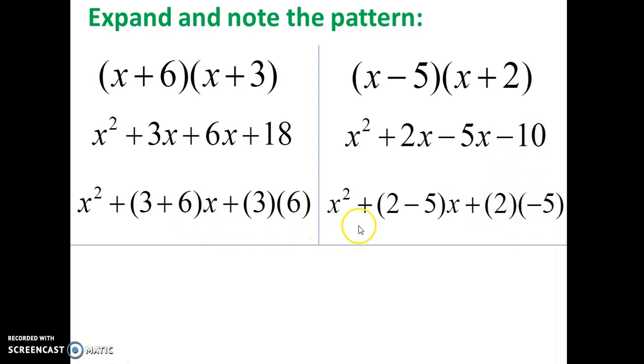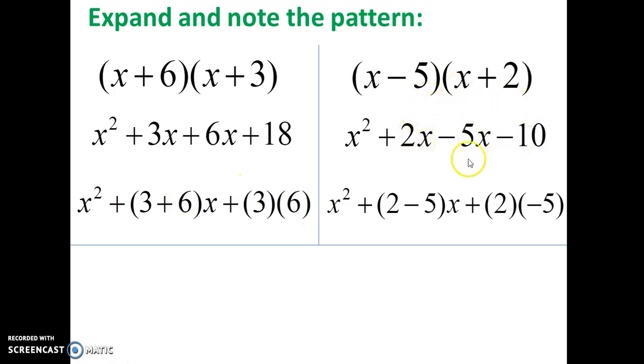Now, if you look at those closely, you'll see there's a pattern there. Here we began with 6 and 3, and in the final expanded form, we have 3 plus 6, so we're adding those two numbers, and at the end we have 3 times 6, so we're multiplying those. So here's the sum, and here's the product.